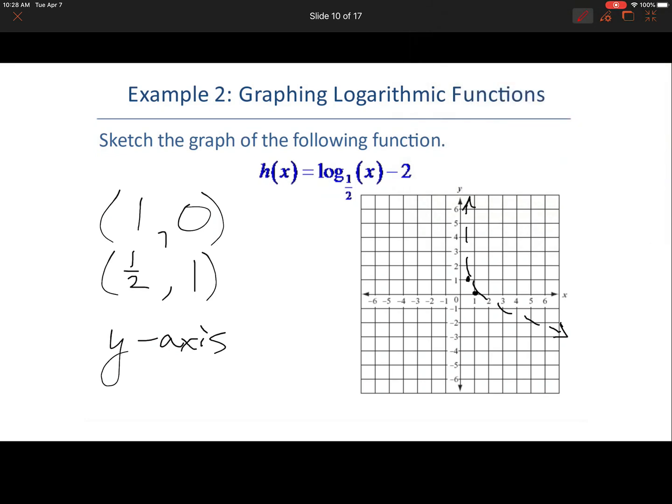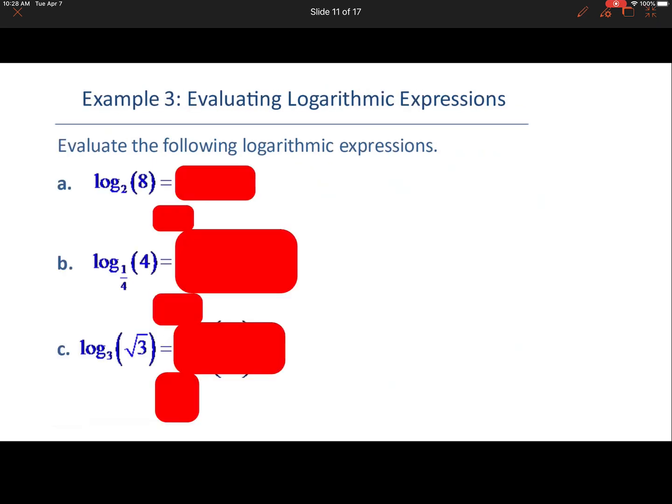Now what we're going to go ahead and do is look for our transformations. We only have one. That's a vertical shift down 2. And so I go 1, -2, put a dot, 1/2, -1, put a dot, and I'm still hugging the y-axis. And so I go ahead and graph at that point.